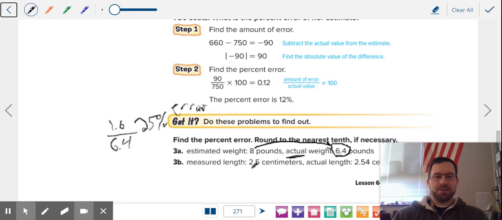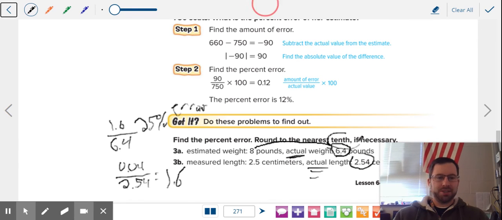All right, next up, measured length. You thought it was going to be 2.5. It's actually, always looking for that word actual, 2.54. So the difference is 0.04, so not much of a difference. Actual on the bottom. Divide those. It's a lot of decimals, but it says round to the tenth. It's 1.5748, and so on. You only need the first two decimal places. 57 rounds to 1.6% error.